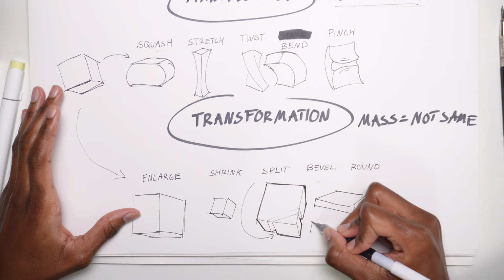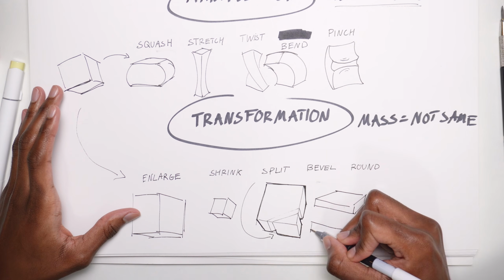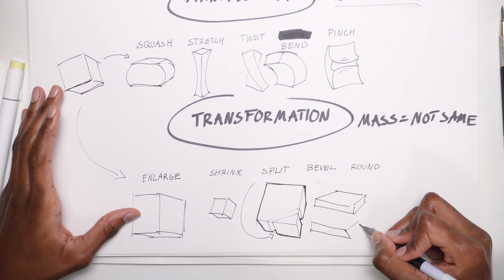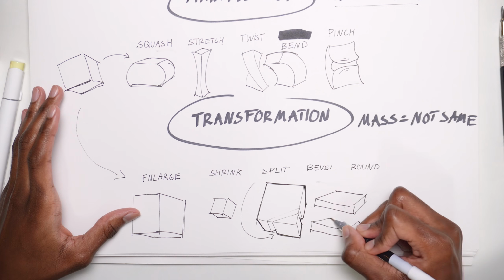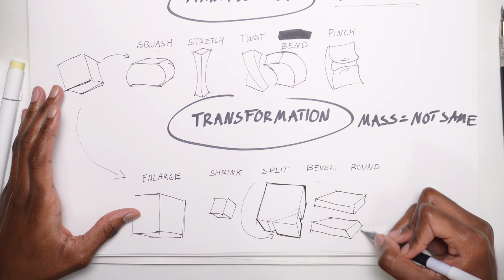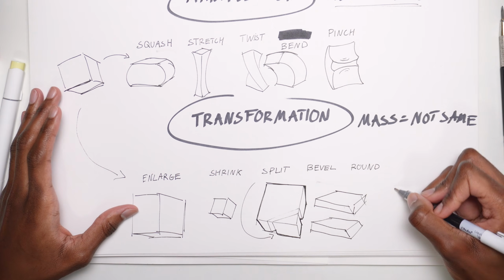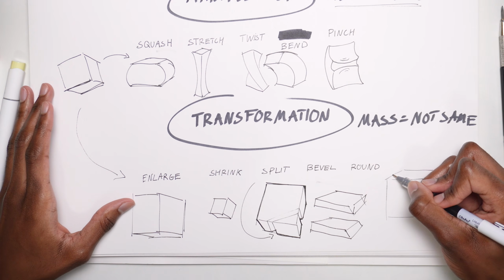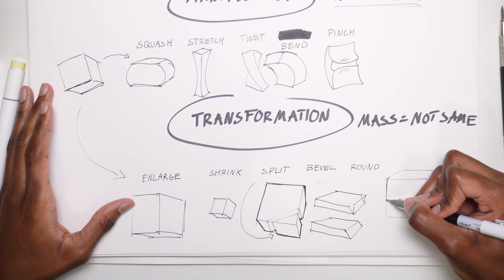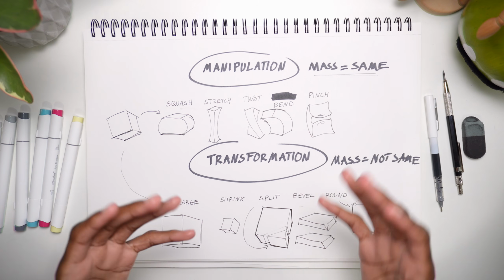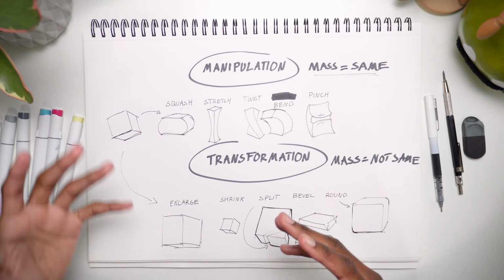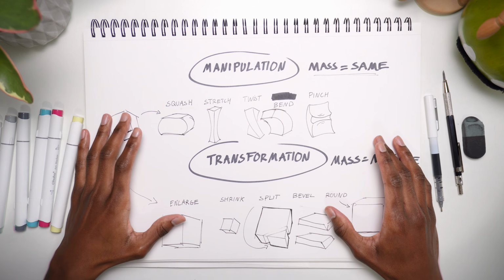Now to bevel it, all we have to do is take the edge and slice a piece like there, so just like across here, something like that. Then we can also round the edges, so then we're going to round out these edges. So think of your drawing like clay that you can freely mold into whatever you like.